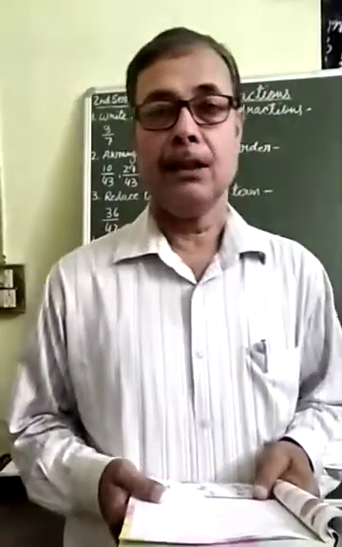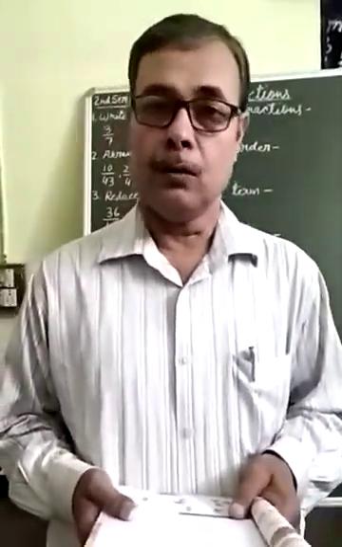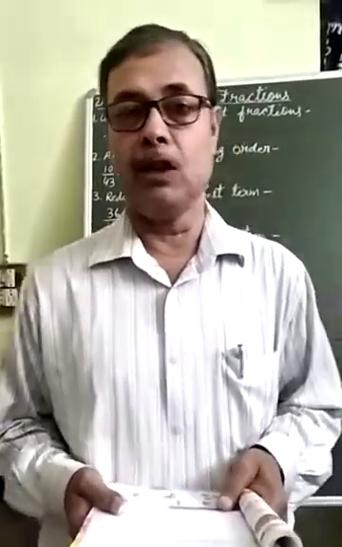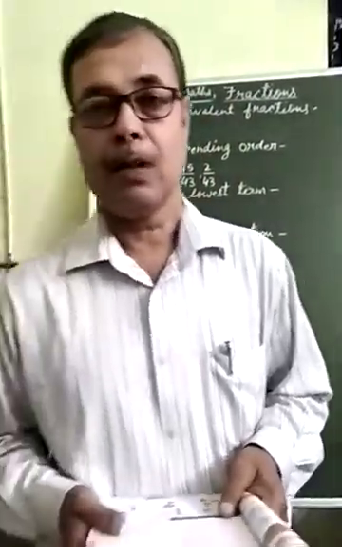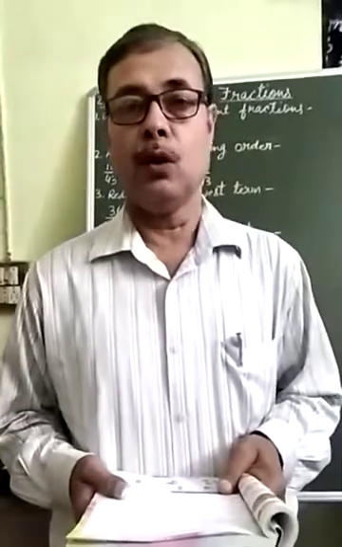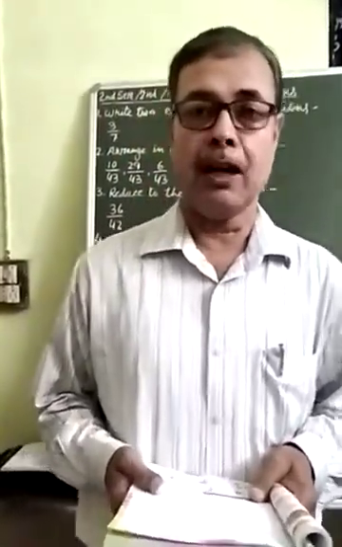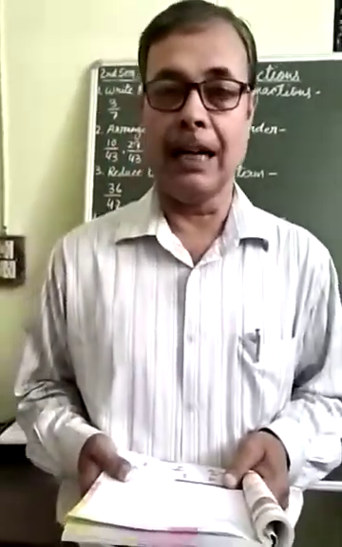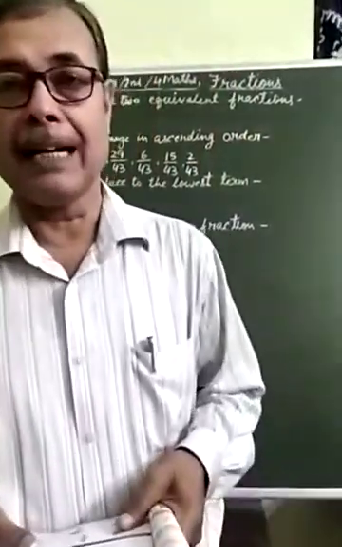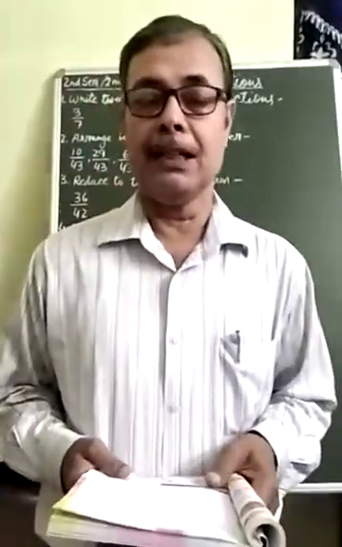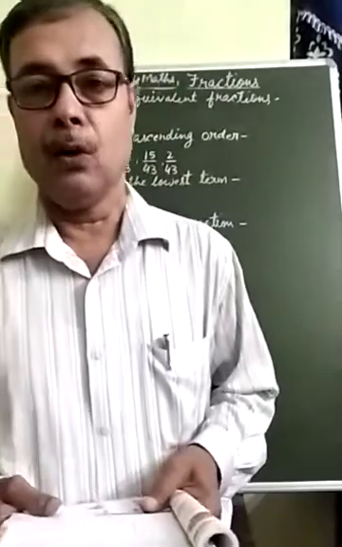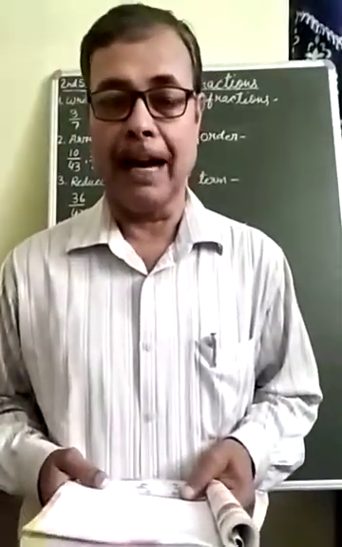Like fraction, two fractions or more than two fractions with same denominators are called like fractions. Unlike fractions, two or more fractions which do not have same denominator are called unlike fractions. Mixed fraction is a combination of two numbers, a whole number and a proper fraction.